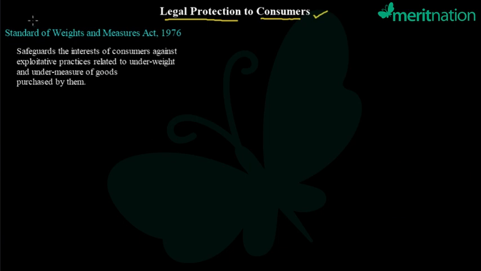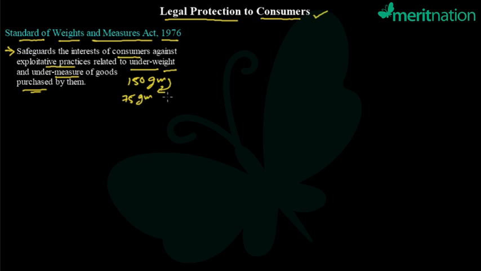Now moving forward, let us go through another act enacted by the government in 1976, which is the Standard of Weights and Measures Act. This act safeguards the interests of the consumers against exploitative practices related to underweight and undermeasure of goods purchased by them. For example, if a consumer buys a product whose weight has been mentioned as 150 grams, however, the actual grammage of that product is merely 75 grams. Then, in such a case, the consumer can find relief under Standards of Weights and Measures Act 1976.